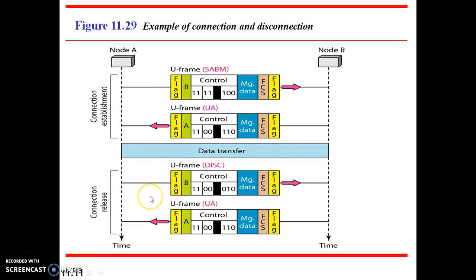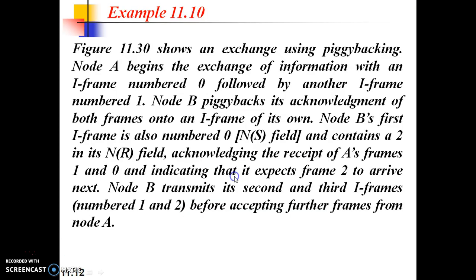After this, there are two exchanges. After the data is transferred, you can release the connection. So the U frame here is disconnect. Node A is sending disconnect to B, and B is responding with an unnumbered acknowledgement. This is how the connection is established and released.